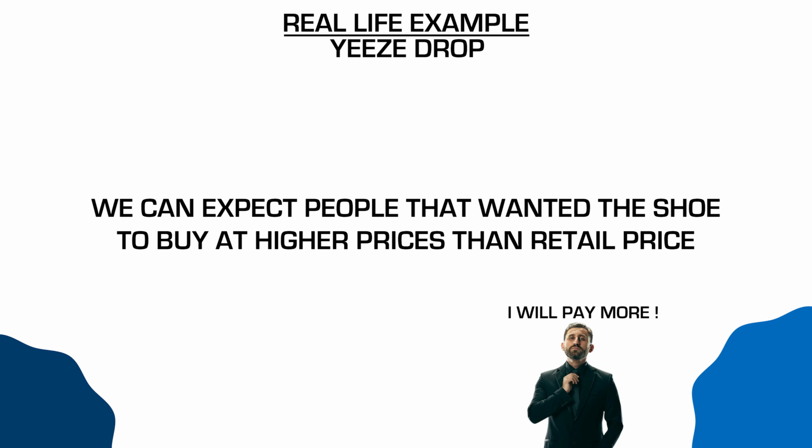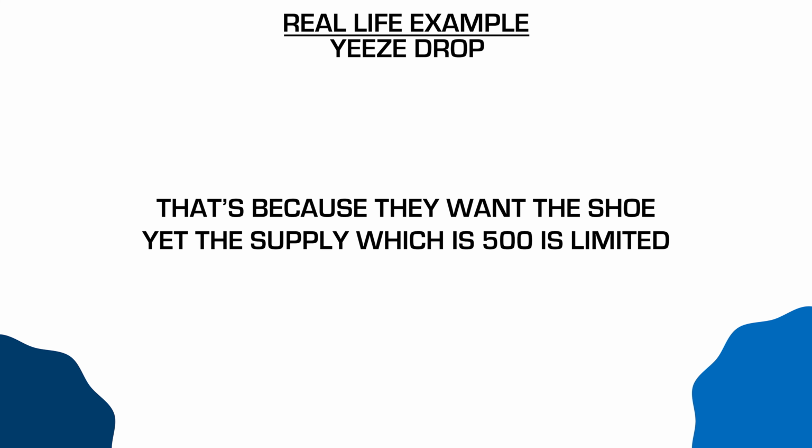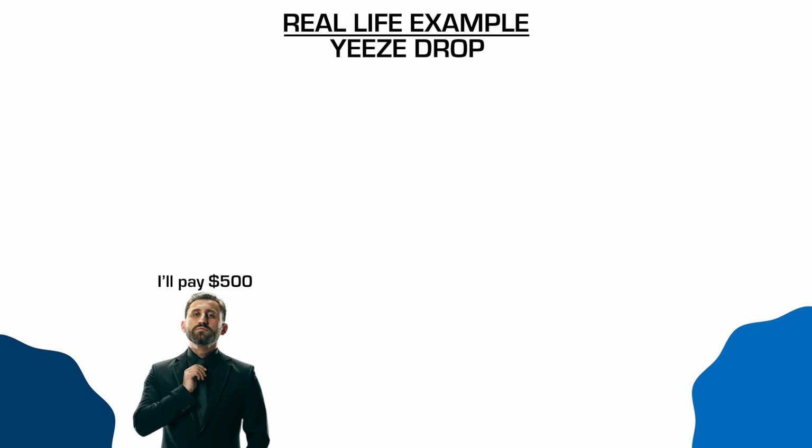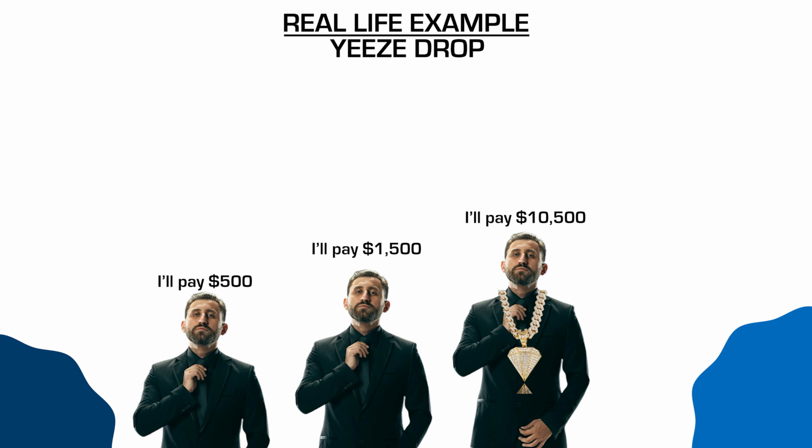Now, after the drop finishes and there is only a supply of 500 shoes, we can expect people that wanted to buy the shoe at retail price to be willing to pay more in the secondary market. That is because they want it and the supply is limited to only 500 pairs. The more people want to buy the shoe, the more they will be willing to pay and push each other to pay more. Think of it like an auction, basically.